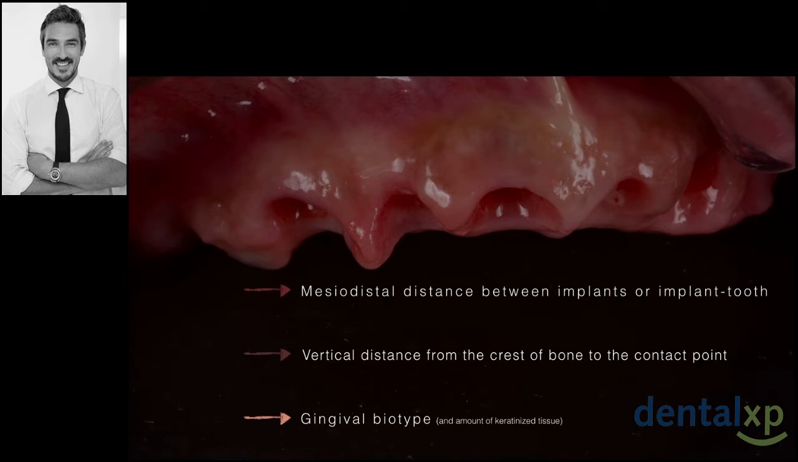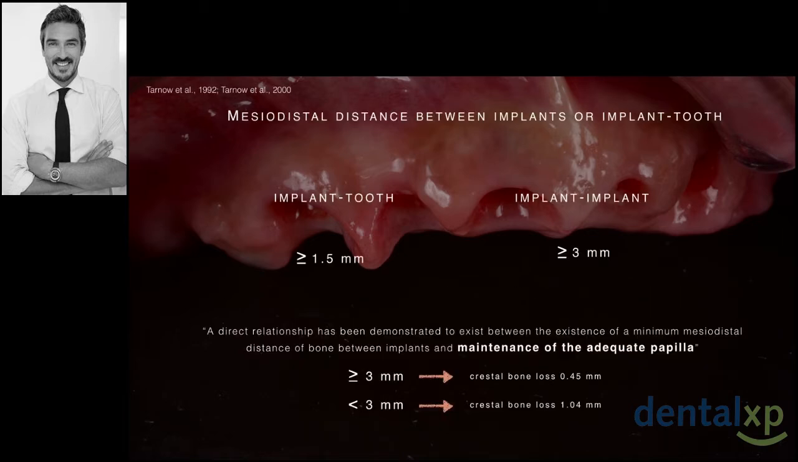I personally have had good bone maintenance with numbers up to 2.5 millimeters because of implant design change. The vertical distance from the crestal bone to the contact point, of course, is still there, and the gingival biotype and the importance of keratinized tissue are of maximum importance.